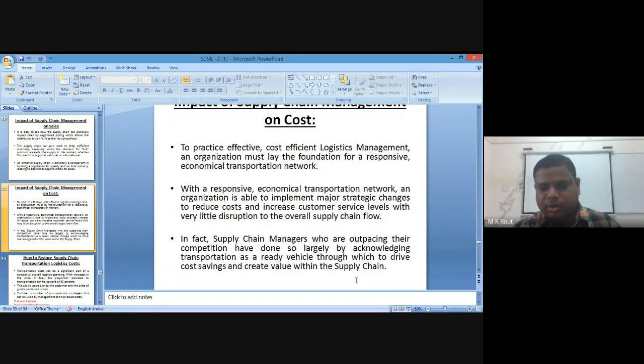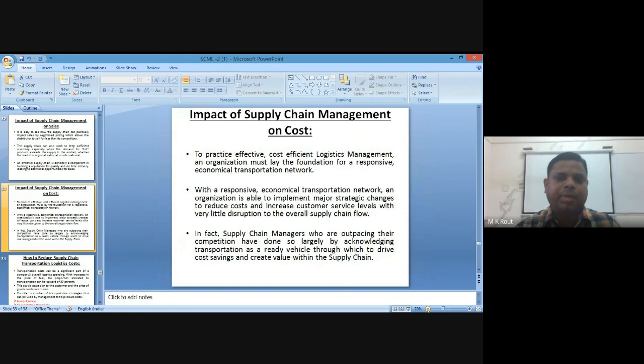Moving to the next part. The next part is the impact of supply chain management on cost. So this is another topic. In case of the impact of supply chain on cost, to practice effective or cost-efficient logistic management with reference to supply chain management, an organization must lay the foundation for responsive, economical transport networks. As I told, most of the time, in case of transport or logistic organizations, a company always searches for a vital or important logistic partner. They are financially stable.